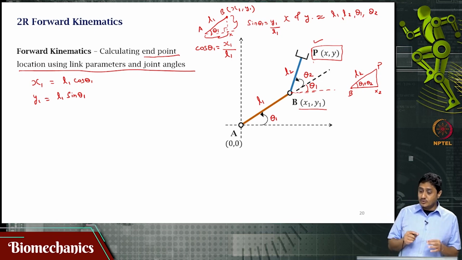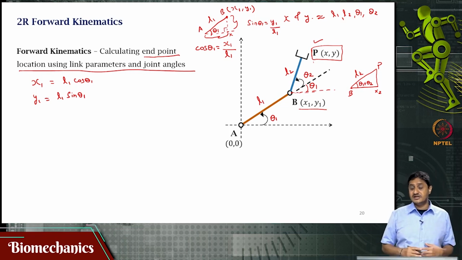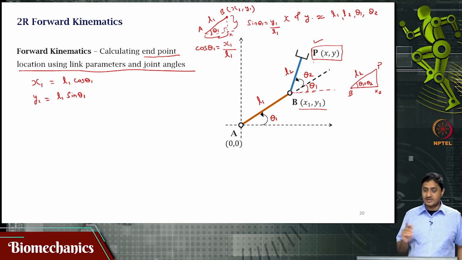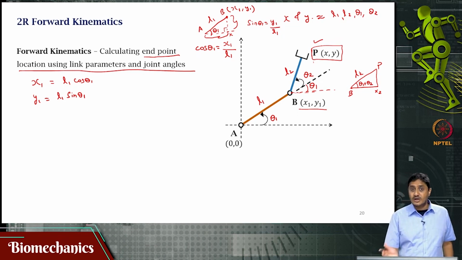Because theta 2 is the inclination of the link BP with respect to the link AB, but because the link AB is already at an inclination of theta 1 with respect to the ground, the net inclination of the link BP is theta 1 plus theta 2 with respect to the ground. That is how I got this as theta 1 plus theta 2. Perform an analysis similar to what I did with the previous triangle.